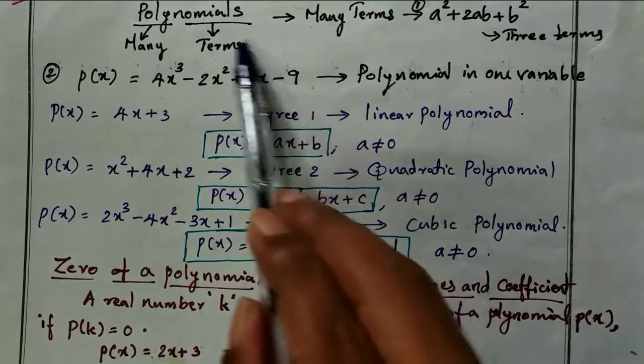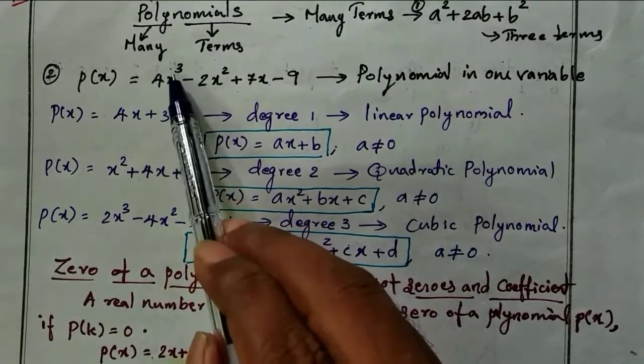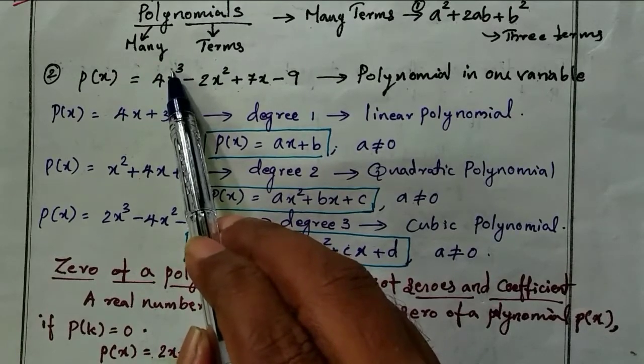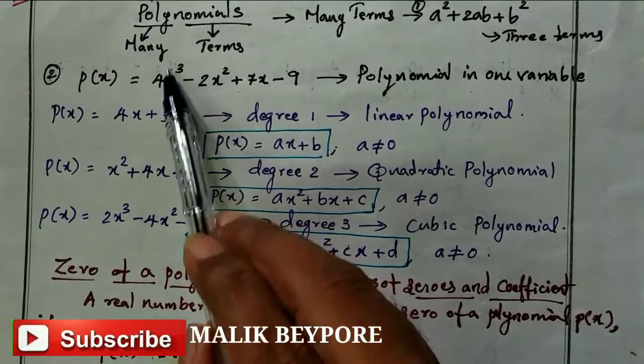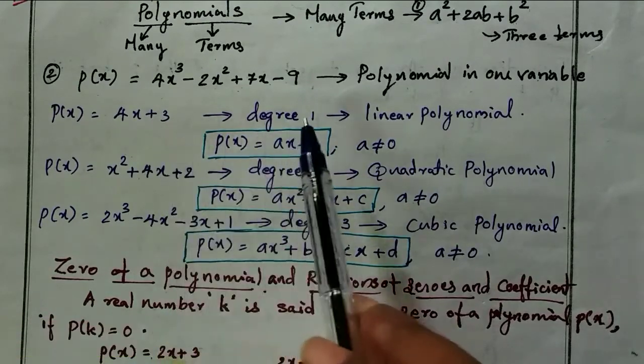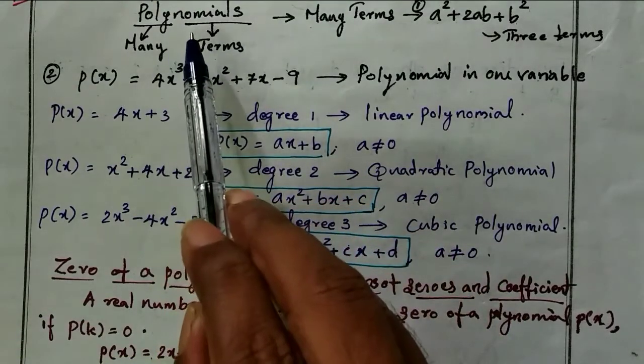So the highest power of this polynomial is 3. So this polynomial is a third degree polynomial. The degree of this polynomial is 3. And related to degree, we have divided polynomials into three types.